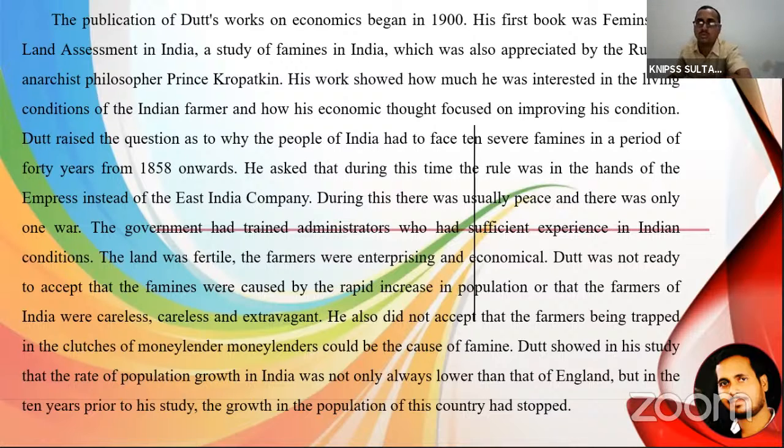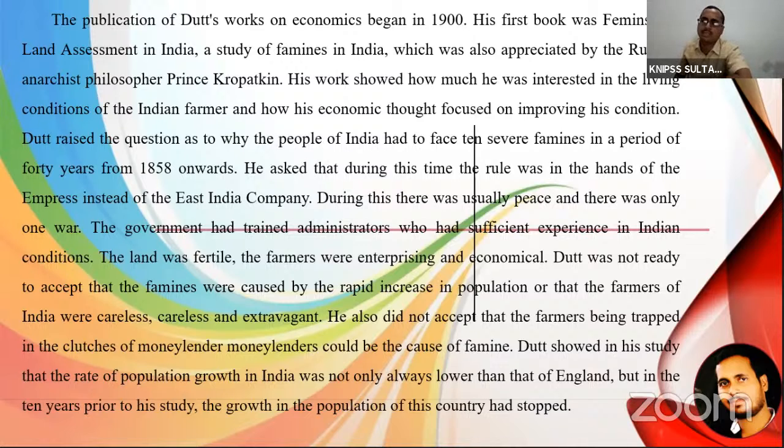His work showed how much he was interested in the living conditions of the Indian farmers and how his economic thought focused on improving the conditions of the Indian farmers. They are totally in favor of the Indian agricultural farmers, because R.C. Datta was observing the situation of the Indian farmers in the period of famine.